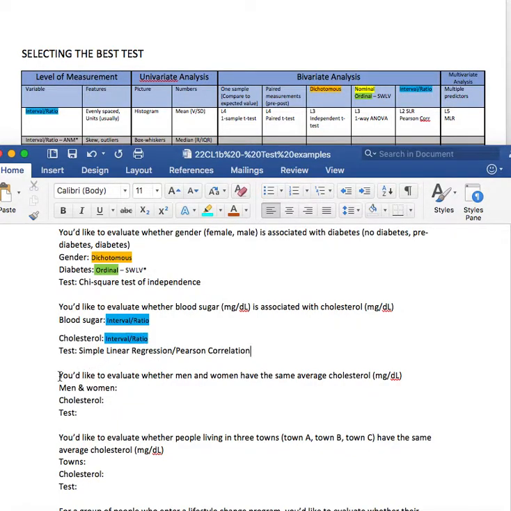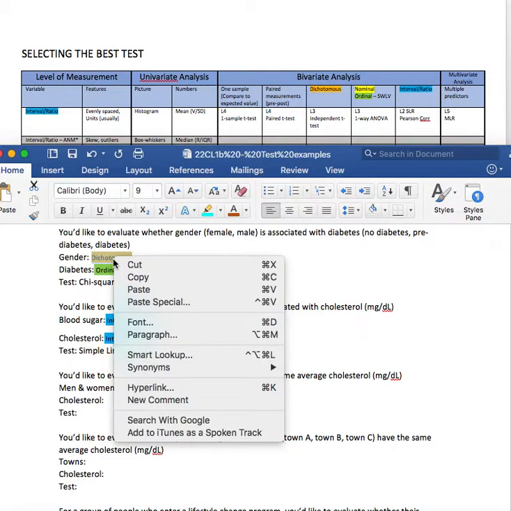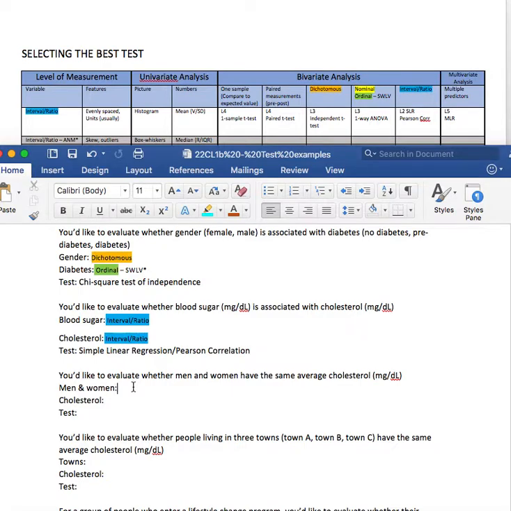The next example is about looking at whether men and women have the same average cholesterol. And so here we have our men and women, our gender again. So I'm going to go ahead and copy that. Anytime we see something that has two possible categories, we can just automatically put dichotomous in there. And we want to know if they have the same average cholesterol. So let's take a look at this variable.